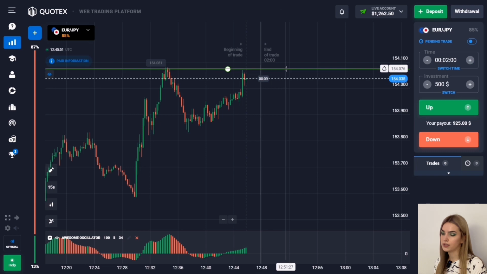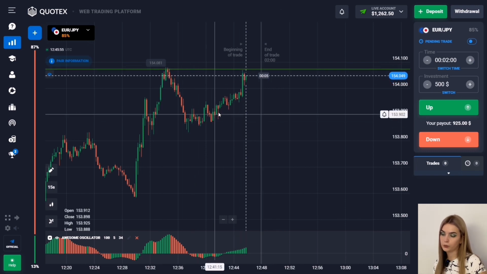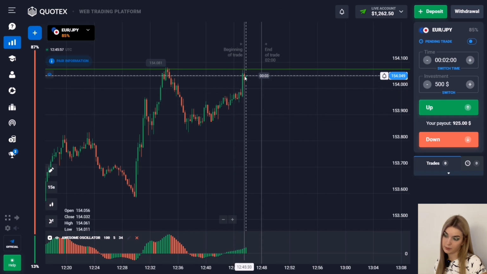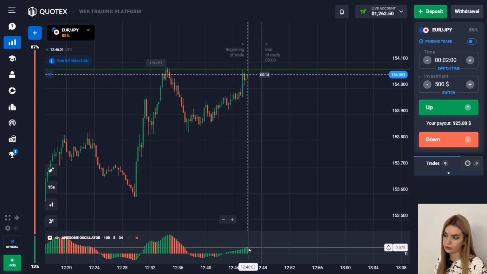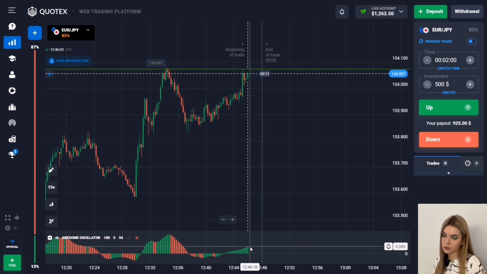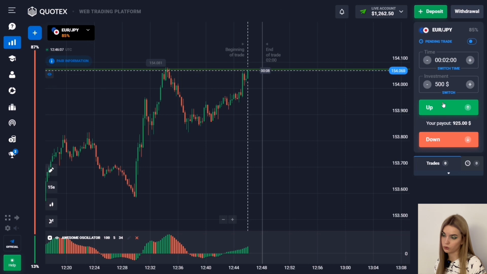Here we also have a resistance level. We see that after the rollback the price came up to our level, and at the same time we also see that the green histogram is being formed. Volumes are growing for increase. In the near future the price will move up. We'll open a deal with you here for 2 minutes to go up.